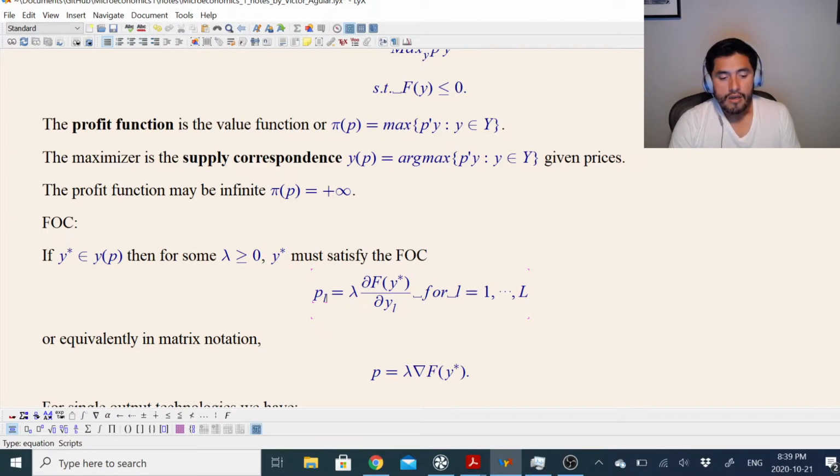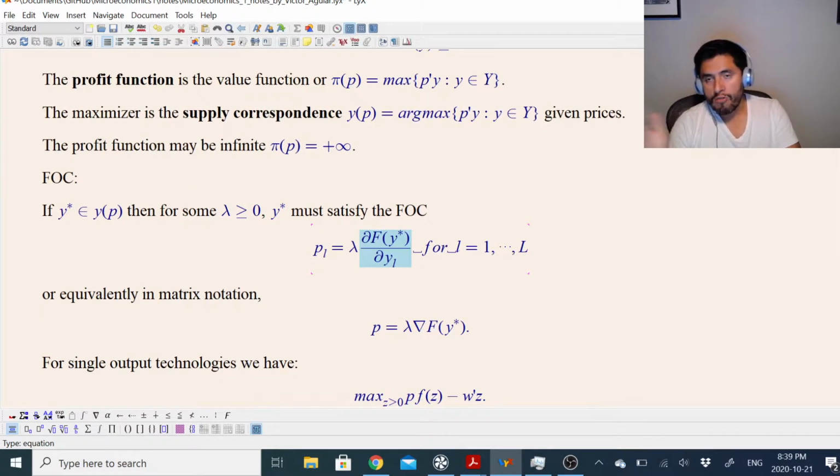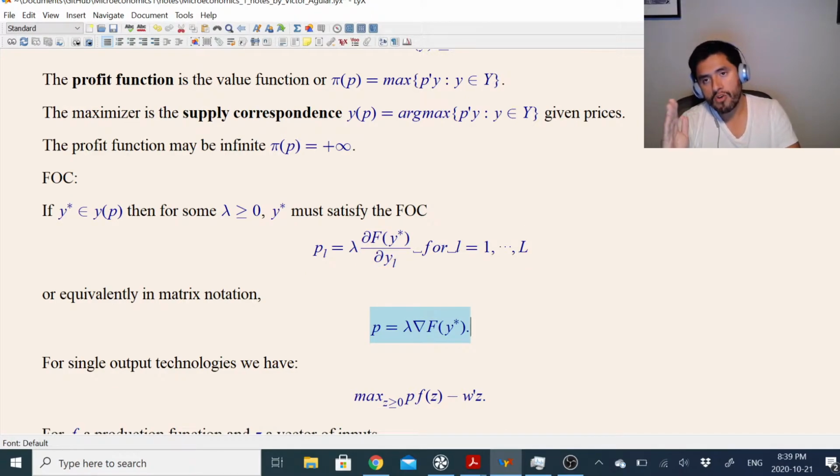That means for a price of the good L, it can be an input or an output, this is equal to lambda, the Lagrange multiplier, multiplied by the partial of the transformation function with respect to the good L. And this has to hold for all goods. Or in matrix notation, the vector of prices is equal to lambda scalar multiplying the gradient of the transformation function.